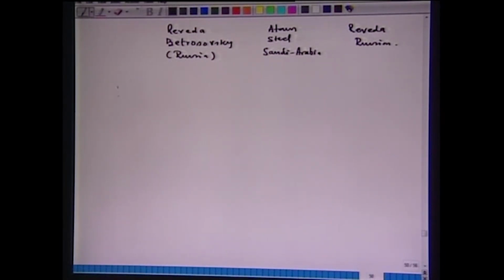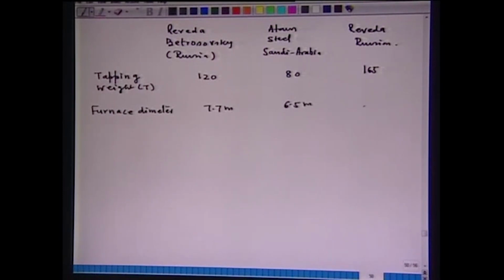Their specifications are as follows: 1, tapping weight in tons, it is 120, here it is 80, here it is 165. Furnace diameter: 7.7 meter, 6.5 meter and 8.6 meter.